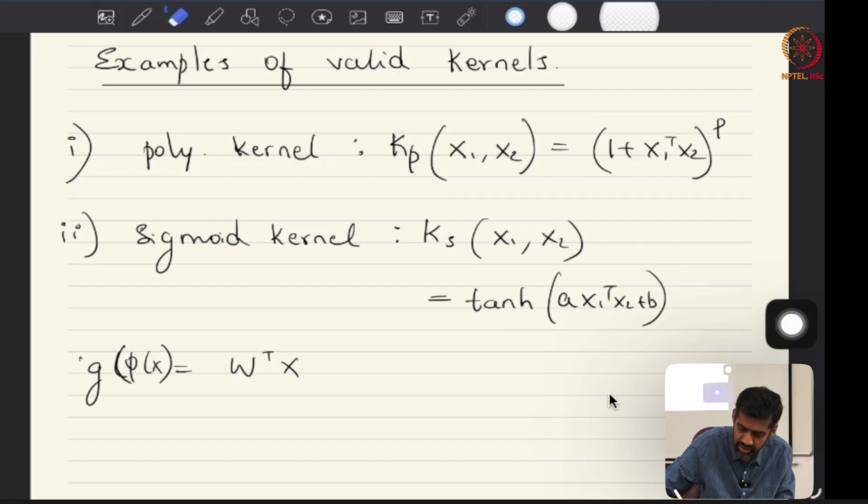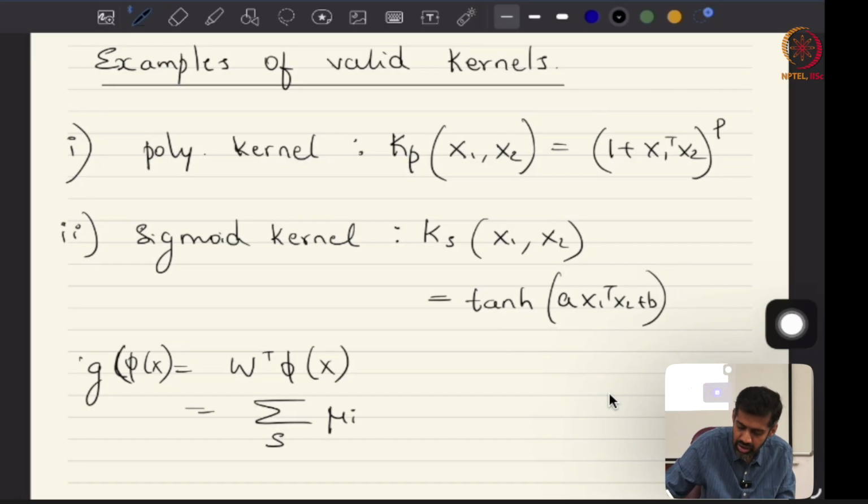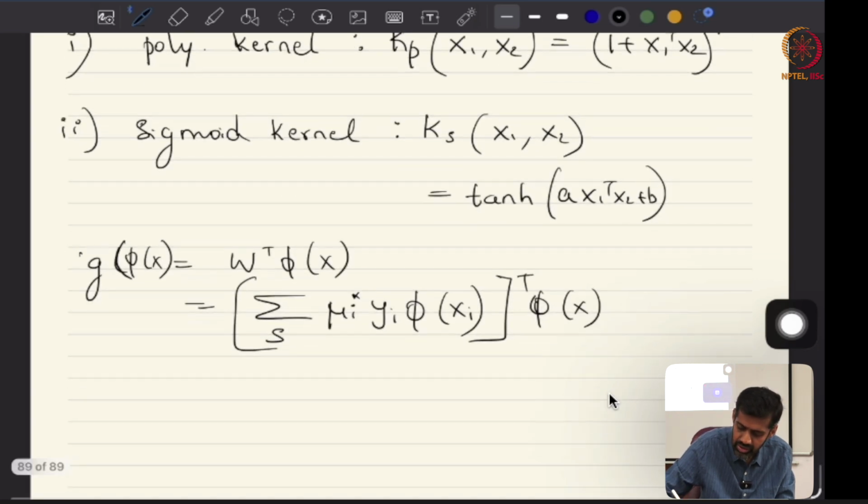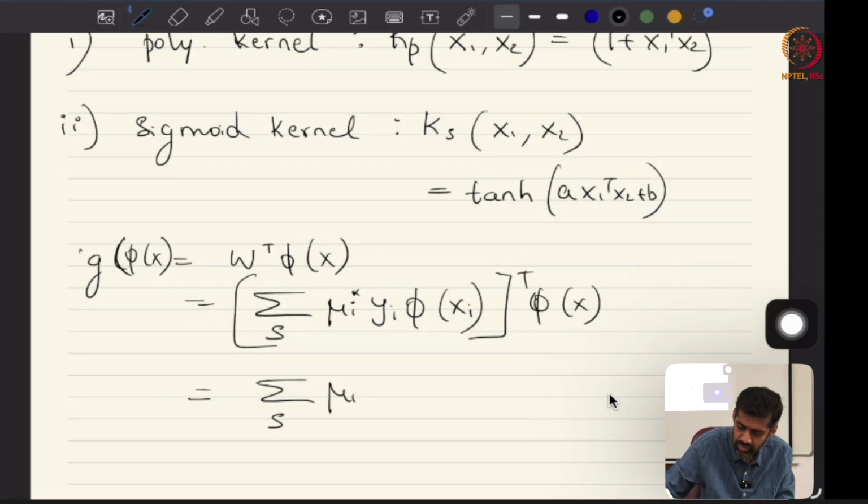That will be W transpose phi of x, and this W transpose is the sum over support vectors mu i star yi times phi of xi, times phi of x. This will be phi of xi transpose phi of x, that is tan h of a xi transpose x plus b.